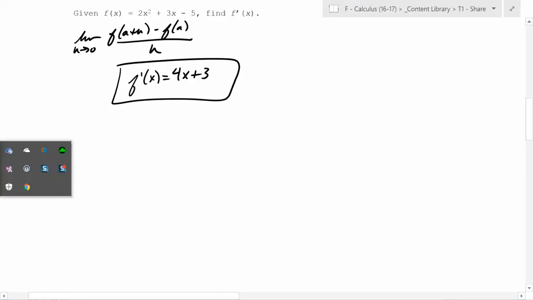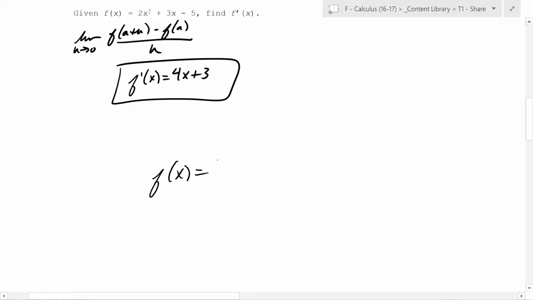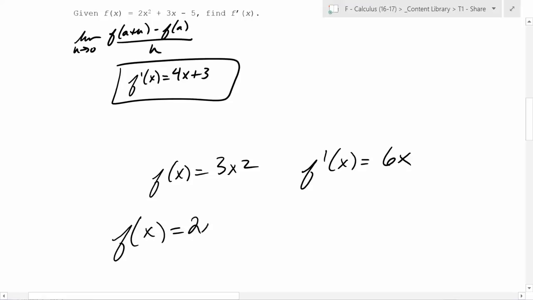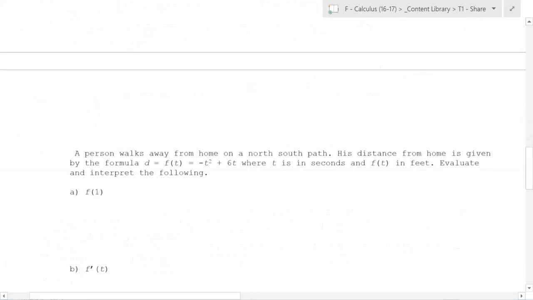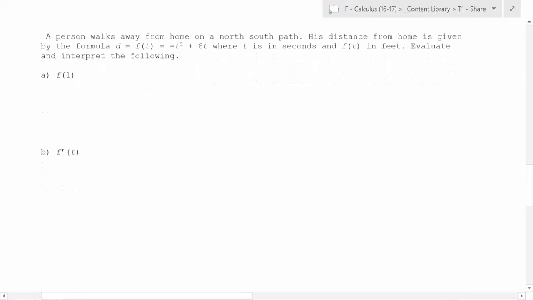So what did we have here? Let's just take a look at this. We had f of x is equal to 3x squared. And what was the derivative? Do you remember the first derivative? It was 6x, right? We now had a different one, f of x equals 2x squared plus 3x minus 5. And what was the derivative? Well, it was 4x plus 3. So let's just keep those in a little box right here. So far we've found two derivative functions.